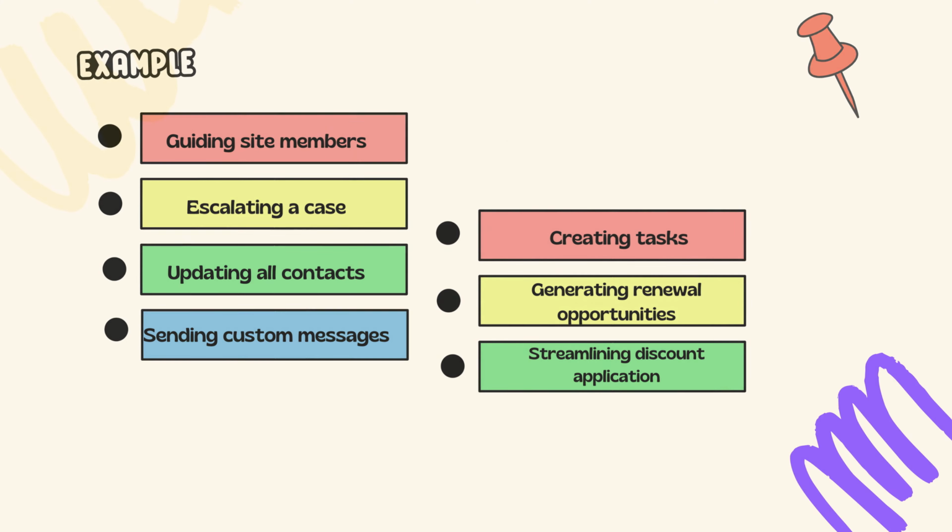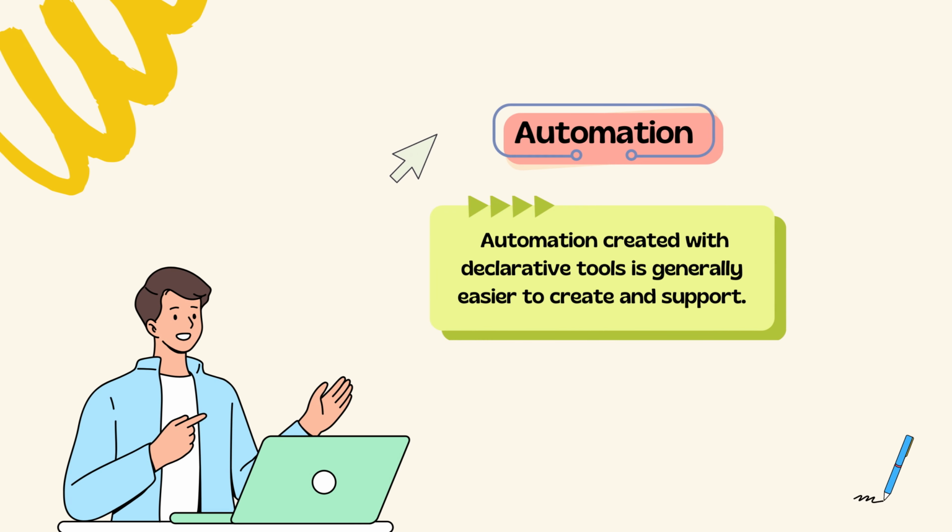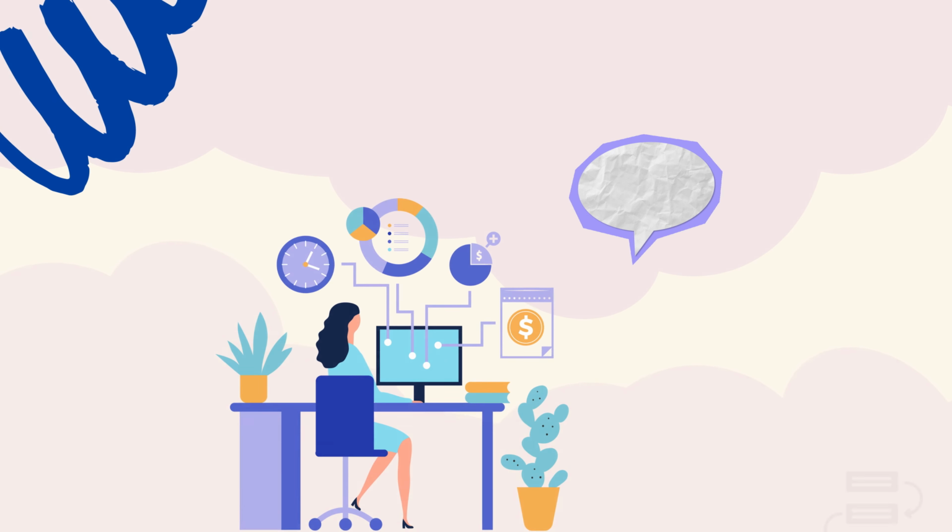Here are some examples. When it comes to automation, understanding when to use Flow is key. Declarative tools like Flow Builder should be your first consideration before delving into custom code options. Automation created with declarative tools is generally easier to create and support. Learning code takes more time and can be challenging, making it less accessible.